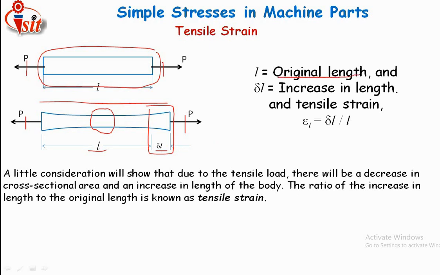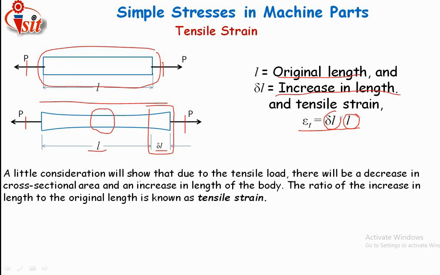So original length of the body is L, and increase in length of the body is delta L. So strain, as we have defined in the previous section, is nothing but the change in dimension to the original dimension. How much is the change in dimension? Delta L, and original dimension is L.